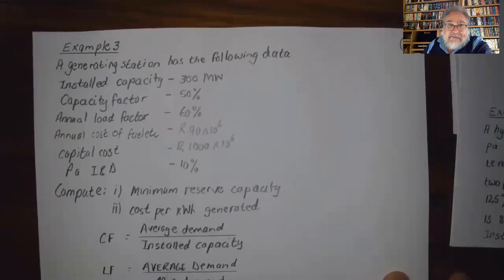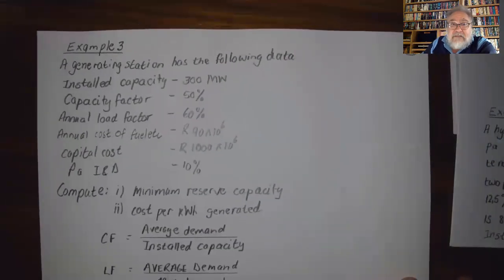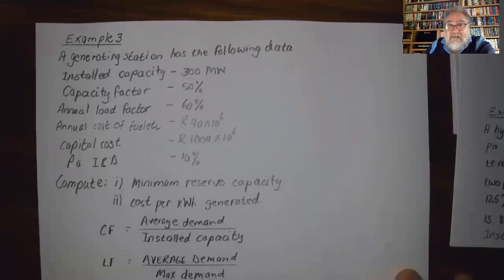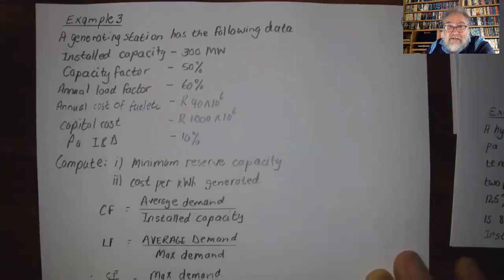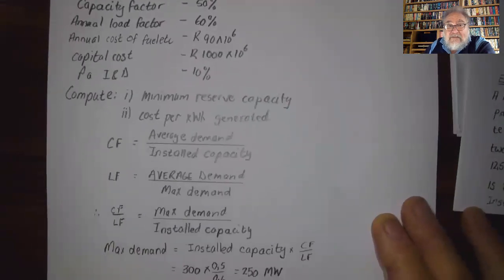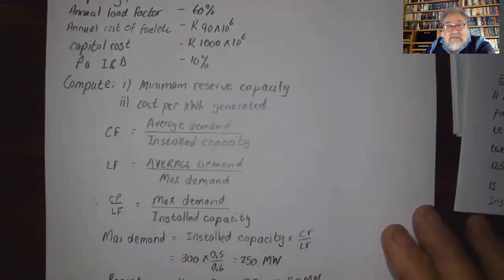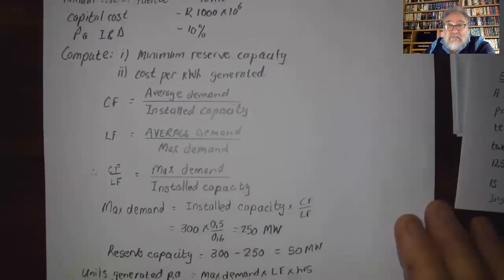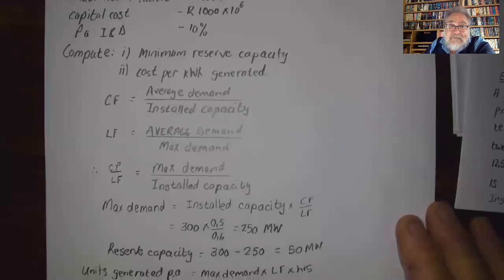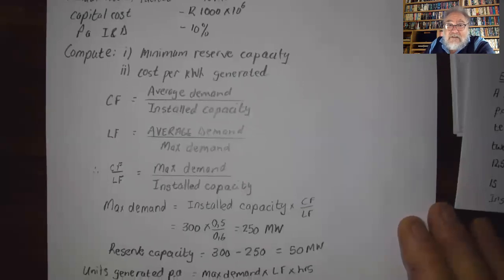Example 3. A generating station has the following data. Installed capacity, 300 megawatt. Capacity factor, 50%. Annual load factor, 60%. Annual cost of fuel, etc. is 90 million. Capital cost is 1,000 million Rand. Per annum interest and depreciation is 10%. We must compute the maximum reserve capacity and the cost per kilowatt hour generated.